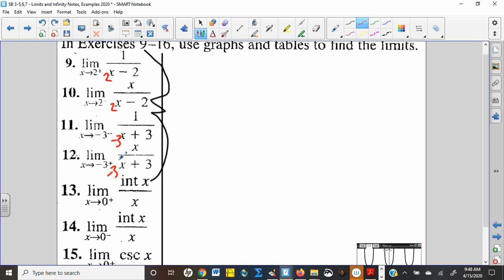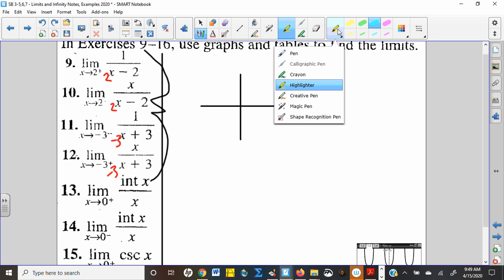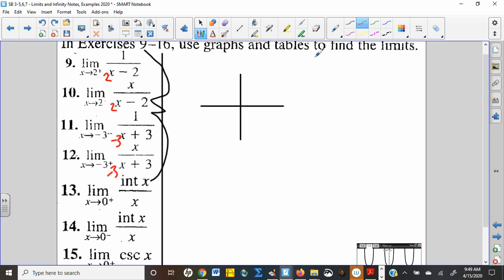For number 9, it's a really simple transformation, to be quite honest. We have a normal 1 over x function, right? The reciprocal function, we call that, looks like this. Okay, that's the normal reciprocal function. This transformation just says move everything 2 units to the right.